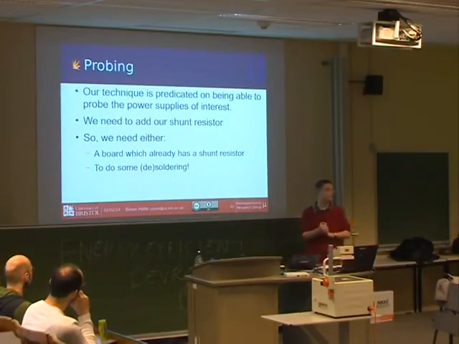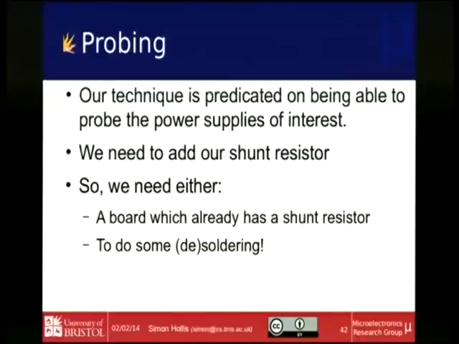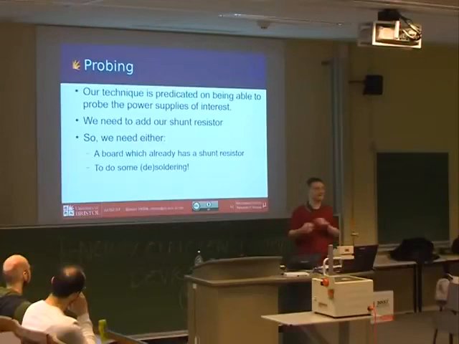Okay, so we've got some other limitations. Everything's not great, right? One of the problems is that we had to connect this shunt resistor into our devices, which means we either need a board that has one, or we have to do some desoldering followed by some soldering. Typically we remove one component to make space for soldering some wires, and then add in whatever you took off, plus your shunt resistor.